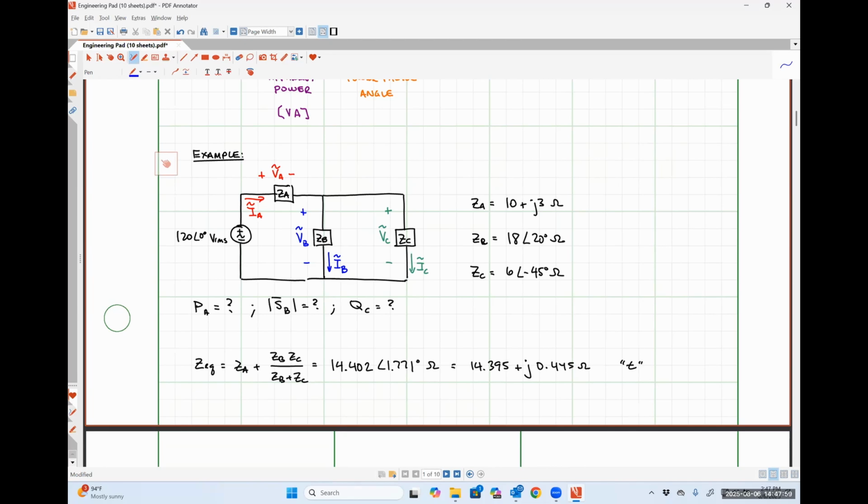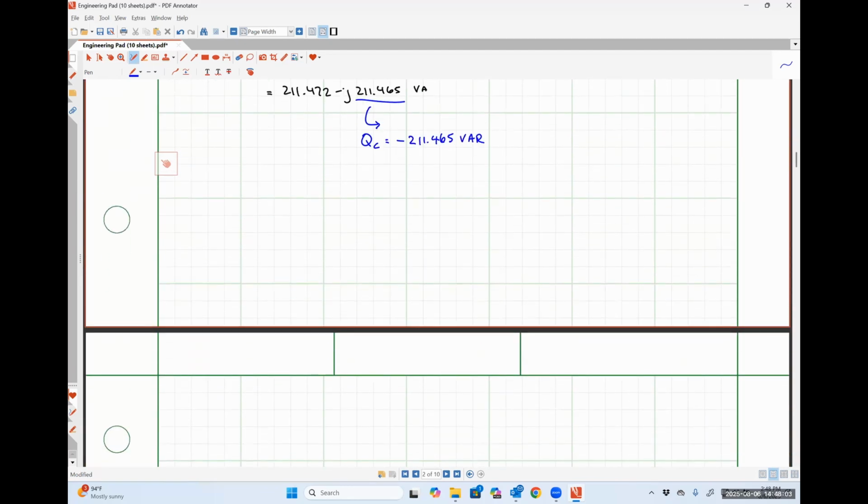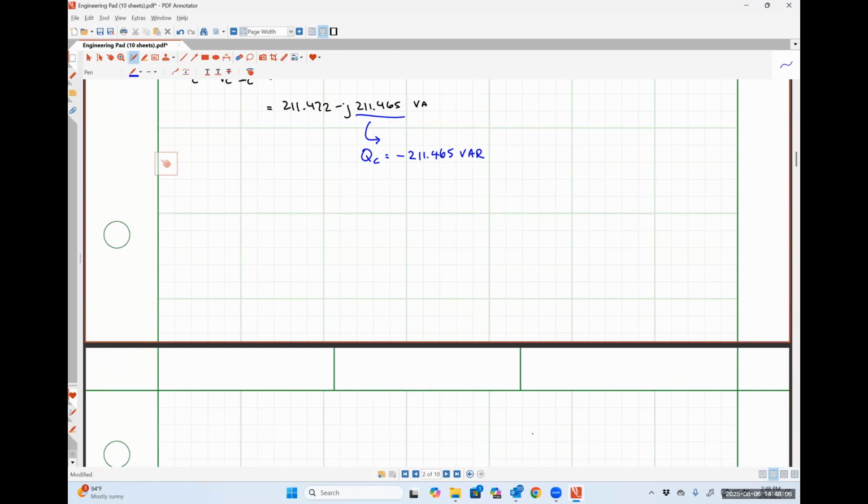Okay, so the next thing that I want to talk about with you guys, and this is going to be real quick, is just a graphical way to represent complex power. And this is what's commonly referred to as a power triangle.